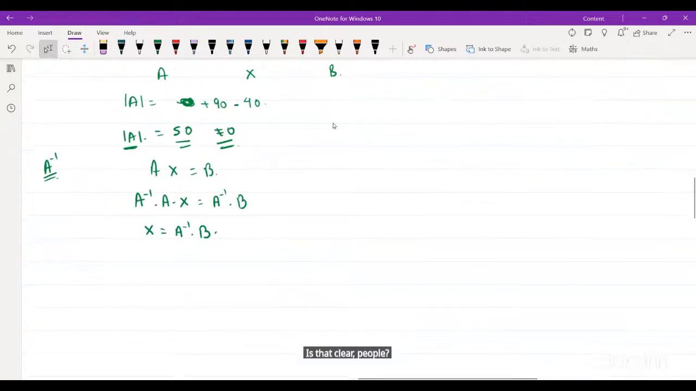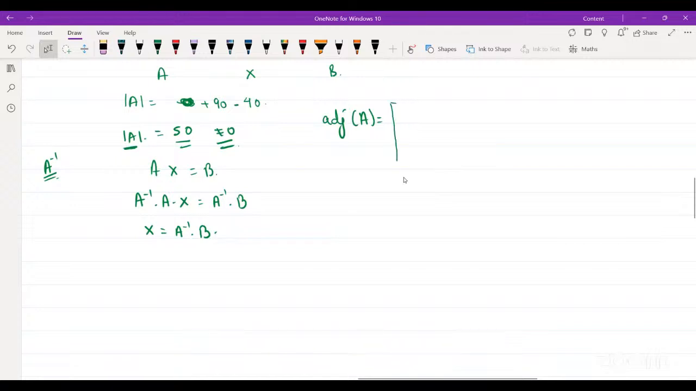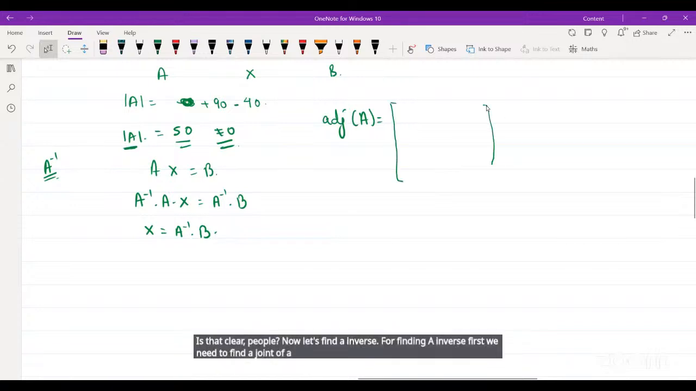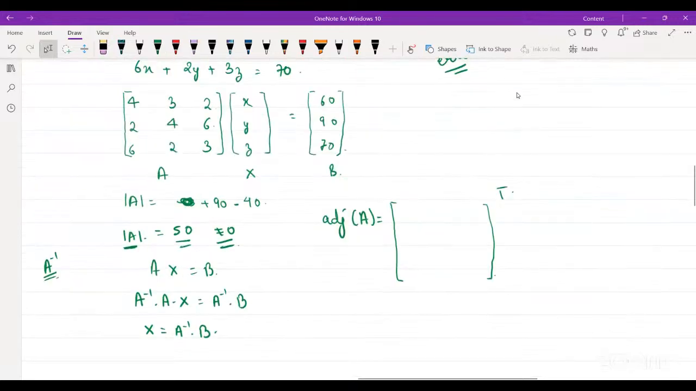Now let's find A inverse. For finding A inverse, first we need to find the adjoint of A. So let's find the adjoint of A. 4 is a 12. 12 minus 12 is 0. Okay. 6 minus 36 is minus 36. 6 minus 30, minus 30. 4 minus 24 is minus 20.